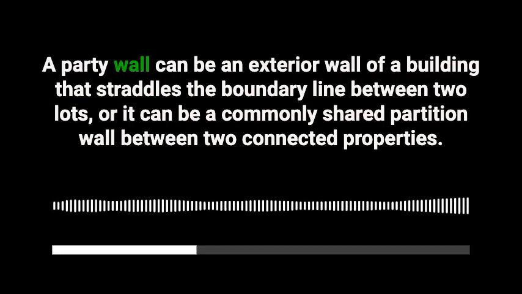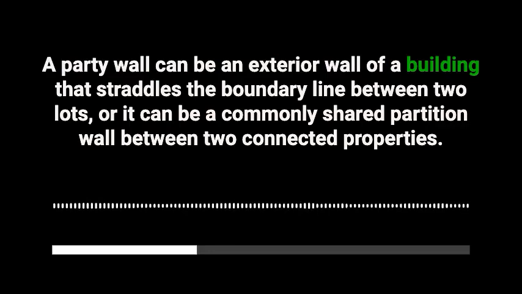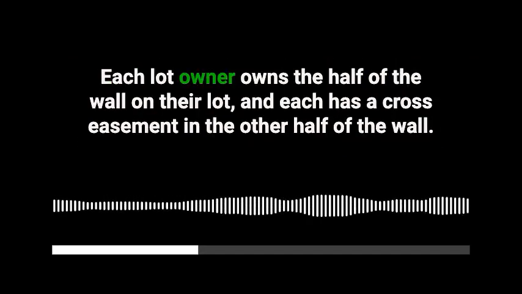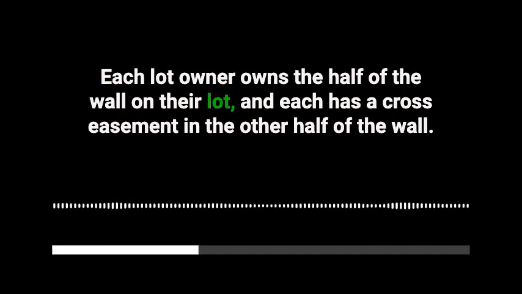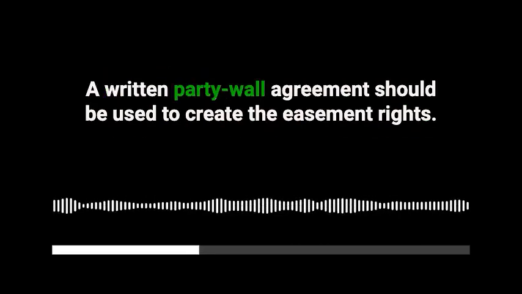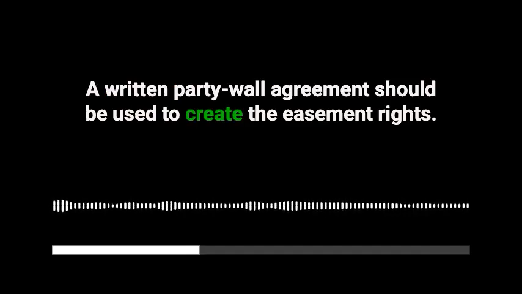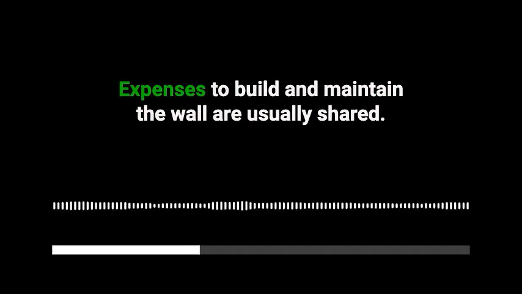A party wall can be an exterior wall of a building that straddles the boundary line between two lots, or it can be a commonly shared partition wall between two connected properties. Each lot owner owns the half of the wall on their lot, and each has a cross easement in the other half of the wall. A written party wall agreement should be used to create the easement rights. Expenses to build and maintain the wall are usually shared.